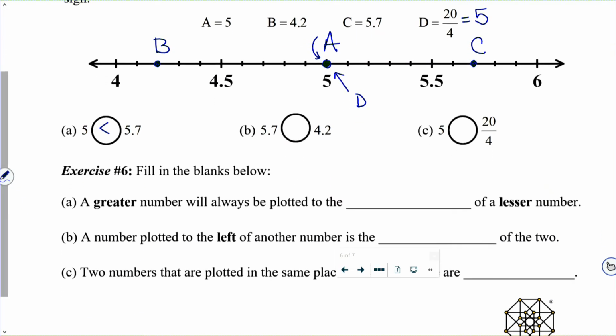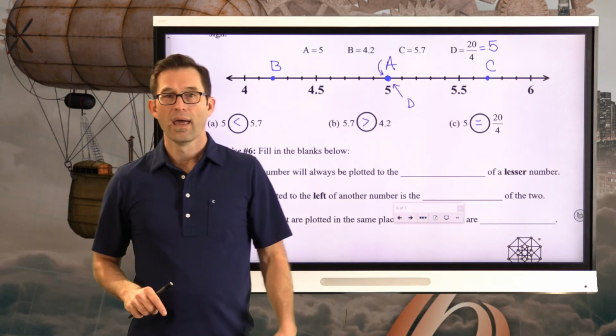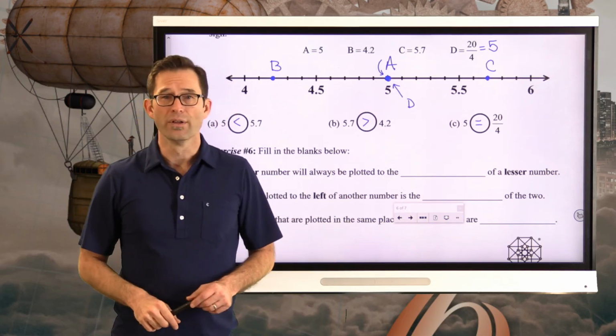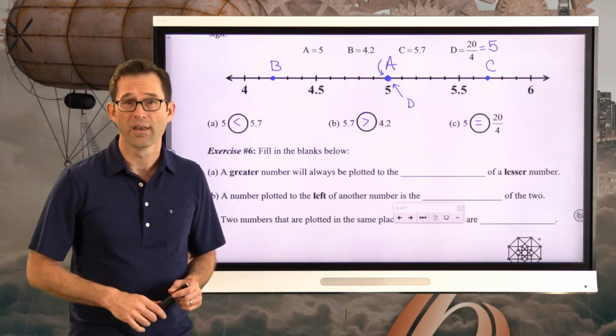Now, when we actually do the comparison, 5 and 5.7, well, 5 is less than 5.7. Let me just move this up here. 5.7 is greater than 4.2, and 5 is equal to 20/4. Now, you might say, well, what geometric fact am I really trying to figure out here? Well, let's talk about that in exercise 6.